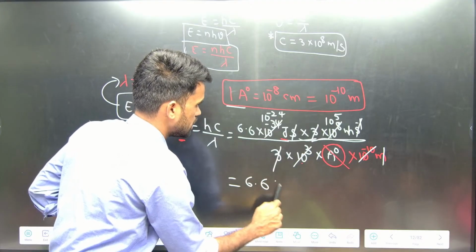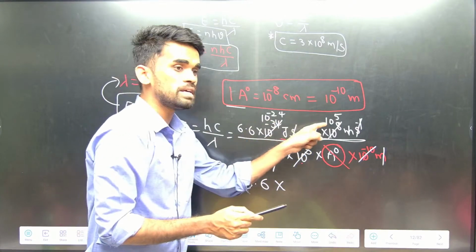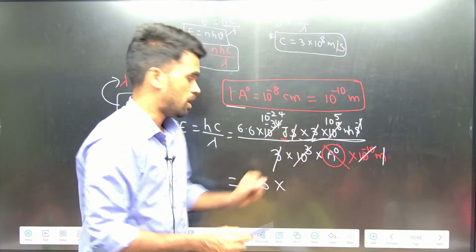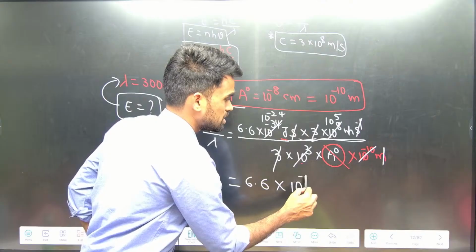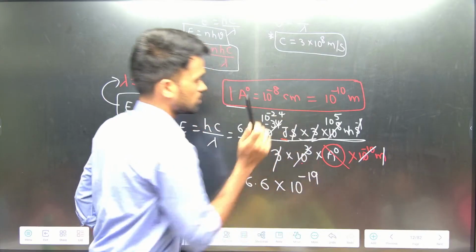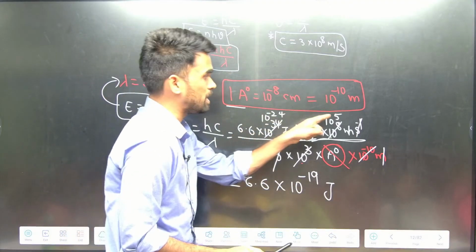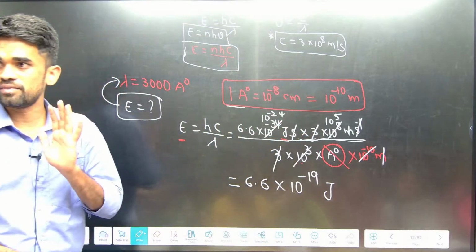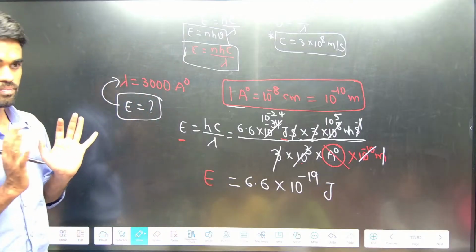6.6 into 10 power 20 minus 24 plus 10 power 5 is there. So minus 24 plus 5, so 10 power minus 19 joules. This is minus 24 plus 5. Are you getting what we are doing? Yeah. So this is your final answer for this question.